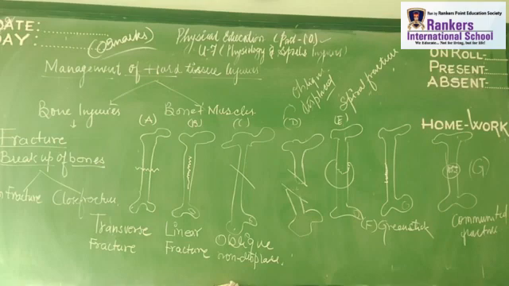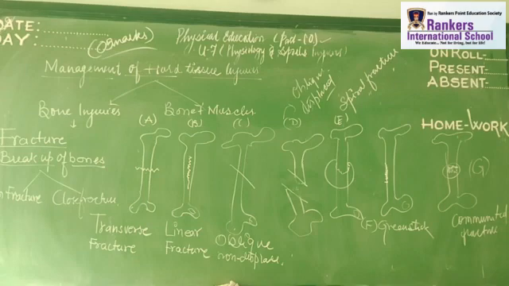If we talk about the oblique fracture, you can see oblique non-displaced and oblique displaced. An oblique fracture is one in which the bone breaks diagonally. And if it breaks diagonally and does not divide into two, we call it oblique non-displaced.